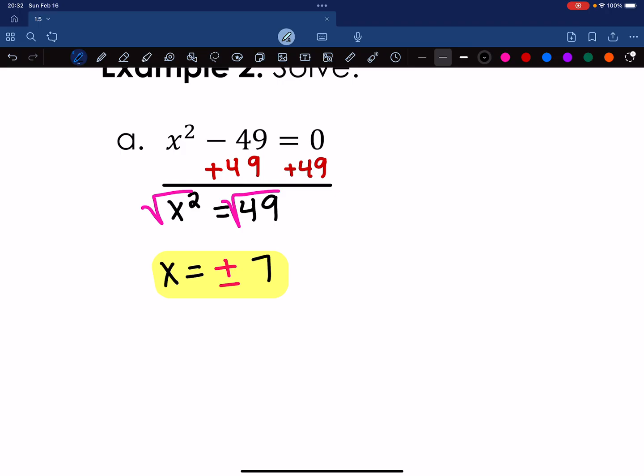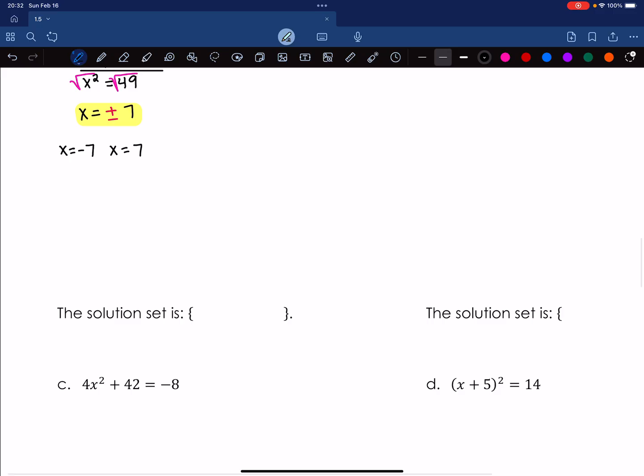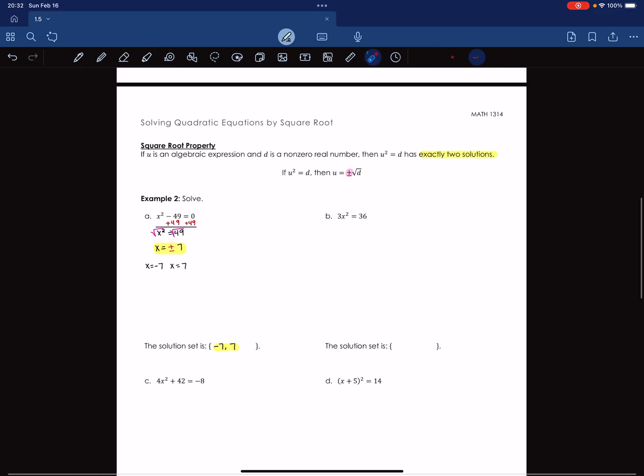What this means, plus or minus, that's our lazy way of saying that x is equal to a -7 and x is equal to a +7. So when you type this in, I believe you can use the plus or minus symbol, or you can split it up into 2 separate ones to be safe. So we would get that. The part that I'm highlighting in this bracket would be the part that you're typing in.